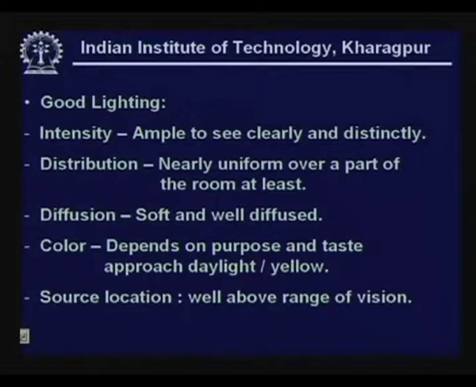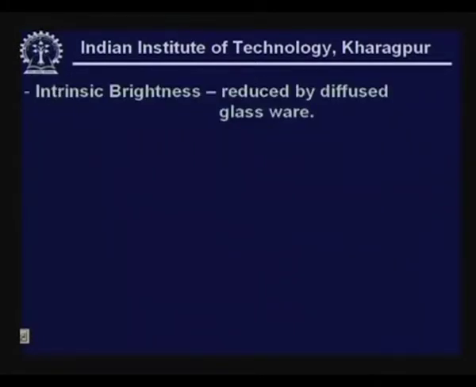However, the approach would be to have light as close to daylight, which has a peak around the yellowish region, to have yellow. And we said glare is one of the common mistakes. And how does it occur? It occurs by virtue of the presence of a bright source of light in the line of vision. Therefore, preferably the lamps are to be located well above the range of vision. So these are the factors which constitute good lighting. One has to keep these in mind.